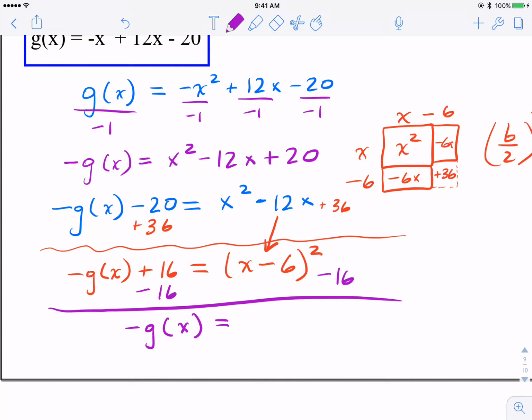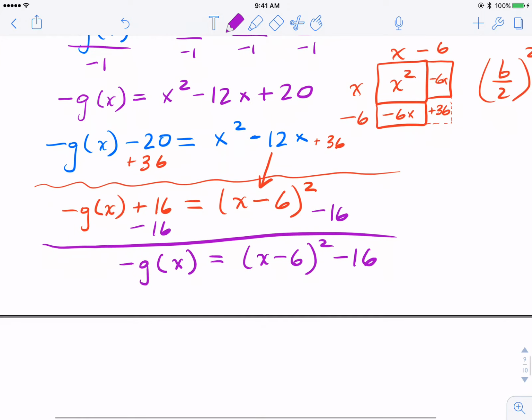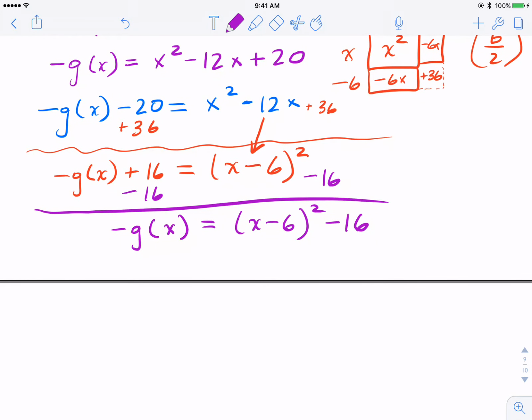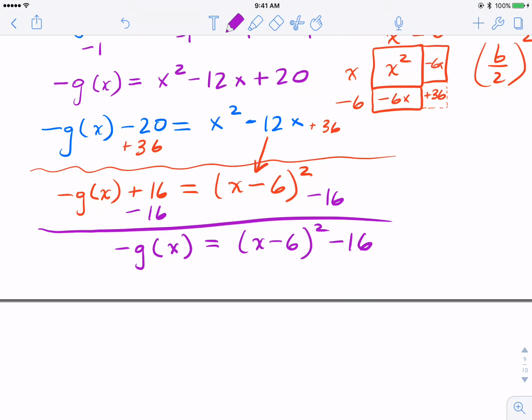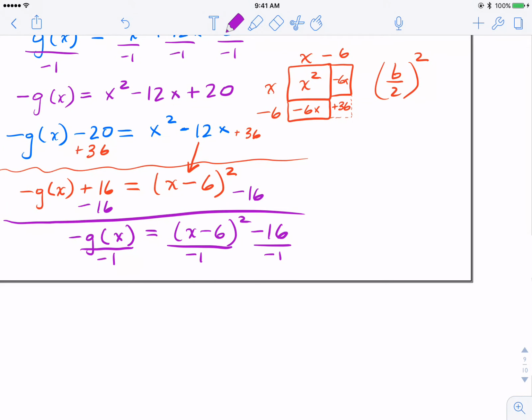And be careful, you might want to circle this right here and say you're done, but remember, this was negative g of x. The first thing we did was divide by that negative. So now we have to put it back there. So I'm going to redivide, and each of these gets divided by negative 1. And my final answer, I'm just going to squeeze in here. So finally I have it in that g of x format.